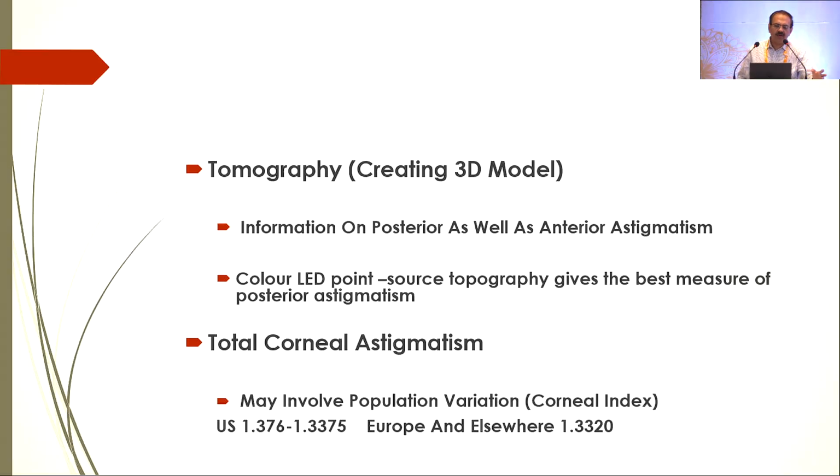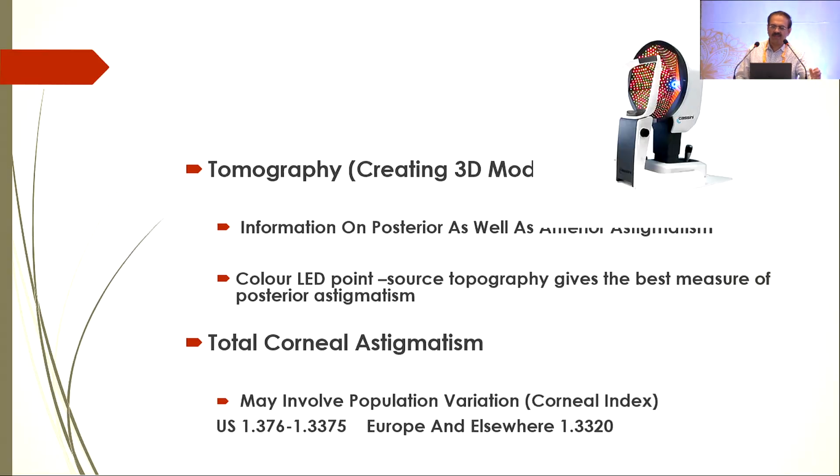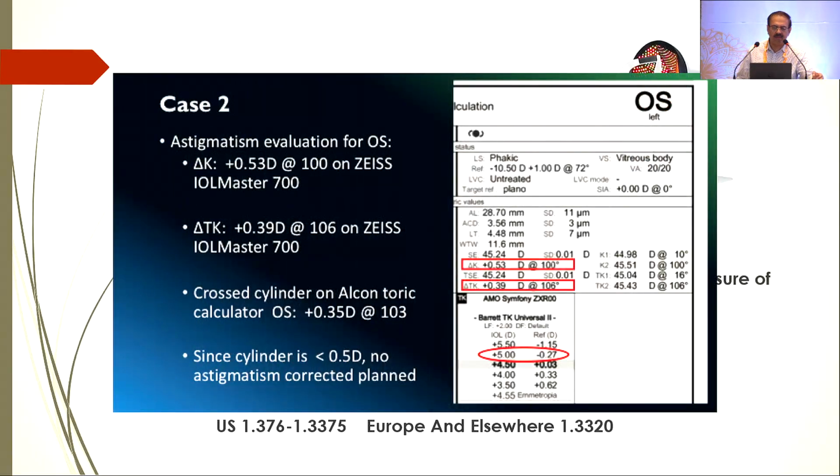So the newer generation instruments like the tomographers have this entity built in, and they calculate the total corneal astigmatism. Here is an example of the IOL Master 700, which gives the anterior astigmatism as about 0.5, calculates the posterior astigmatism and neutralizes it to 0.39. So this is something which may not require any treatment and will be corrected with just the surgically induced astigmatism of the surgeon.